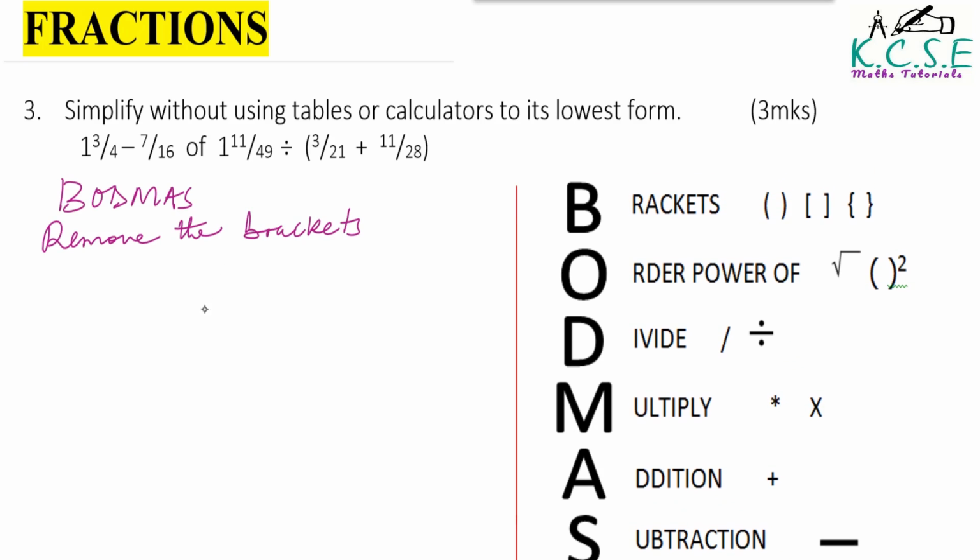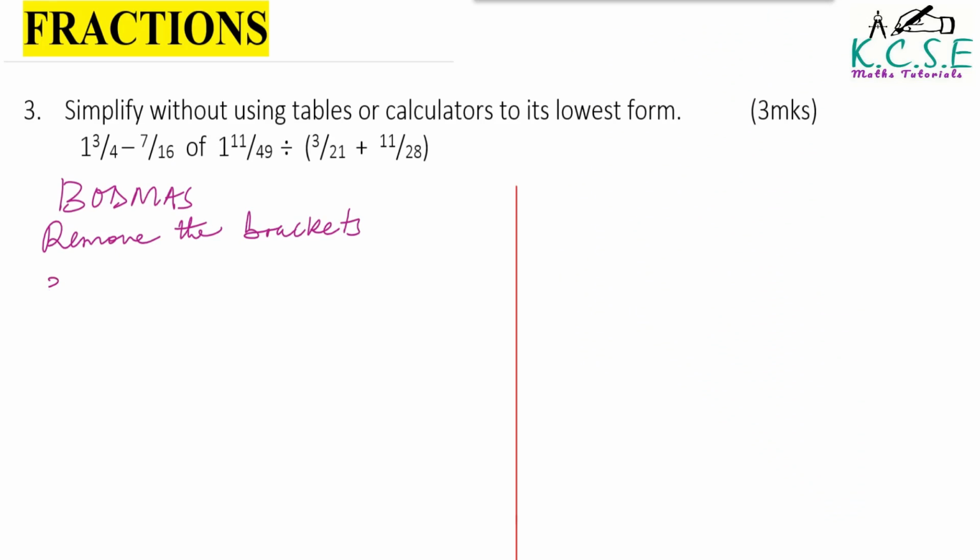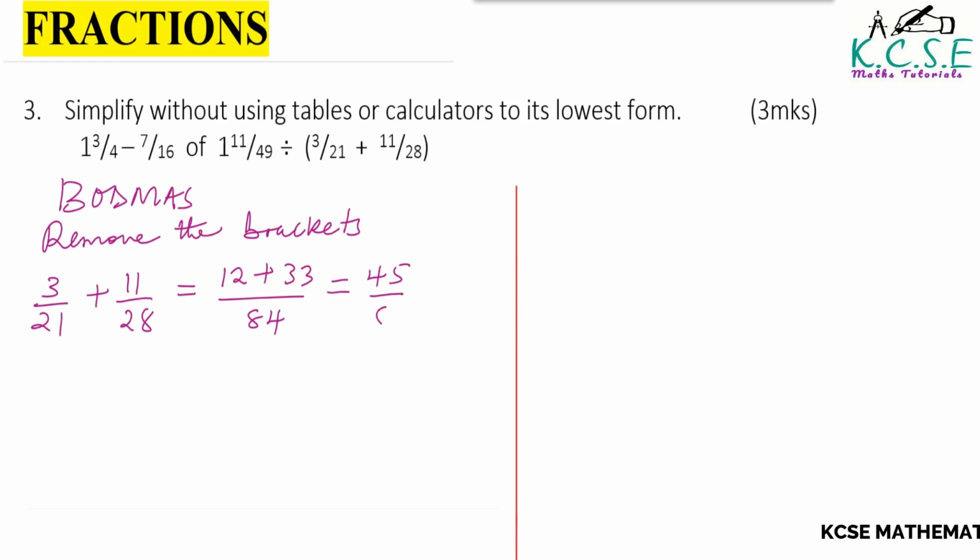So we remove the brackets first. Here you have the brackets, that is 3 over 21 plus 11 over 28. So we add these. The LCM of 21 and 28 is 84. So here we shall have 12 plus 33, which gives 45 over 84. If you simplify this to the lowest form, you get 15 over 28.